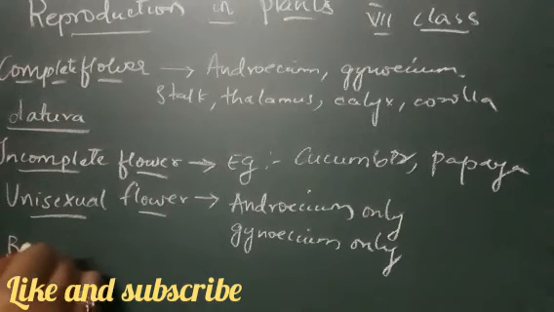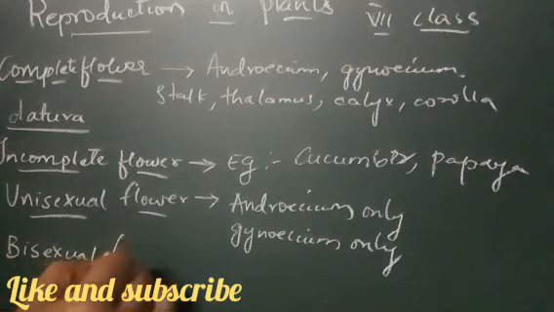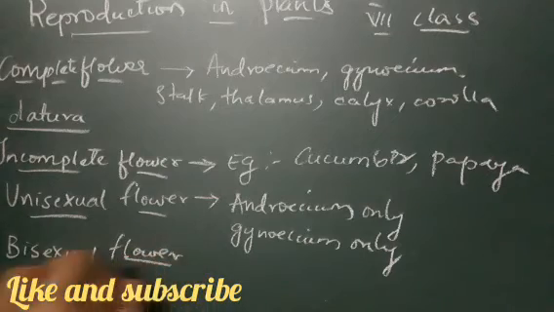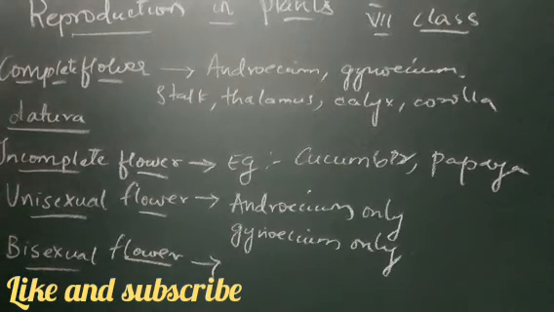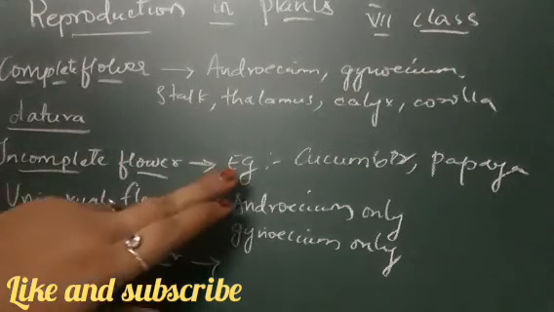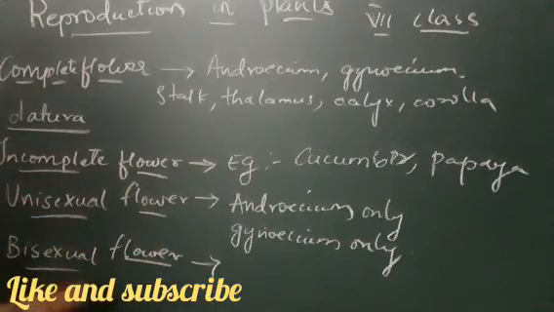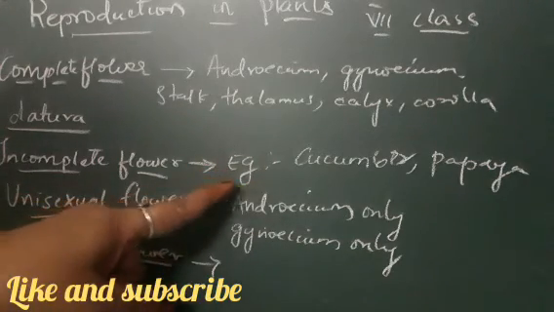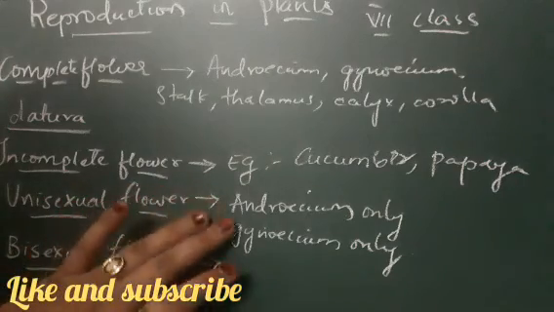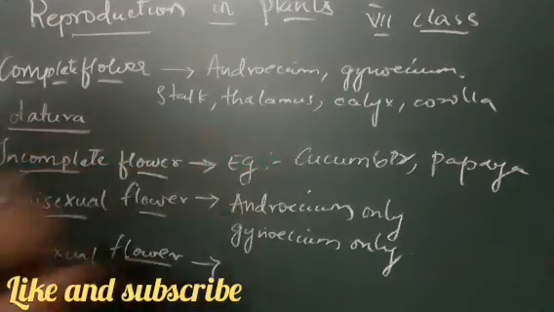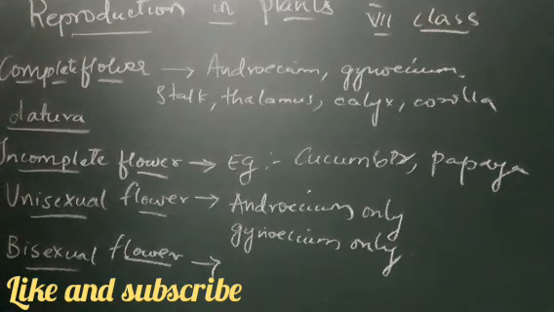Next is bisexual flower. Oh, sorry, we did not see the example of unisexual flower, right? For example, cucumber and bottle gourd come under unisexual because, as we said, they are incomplete, that means they are missing something. So it's a unisexual flower, which is incomplete. We can take the example of cucumber, bottle gourd, etc.